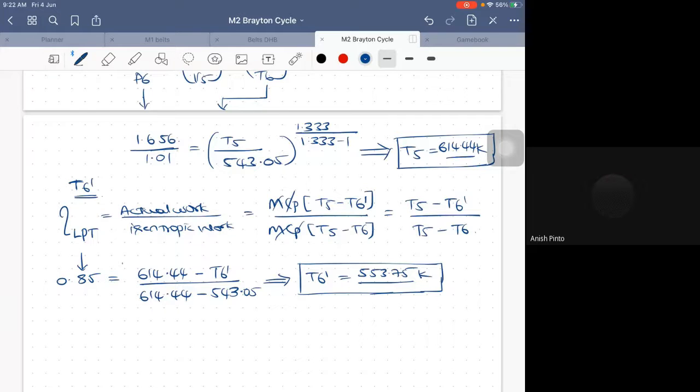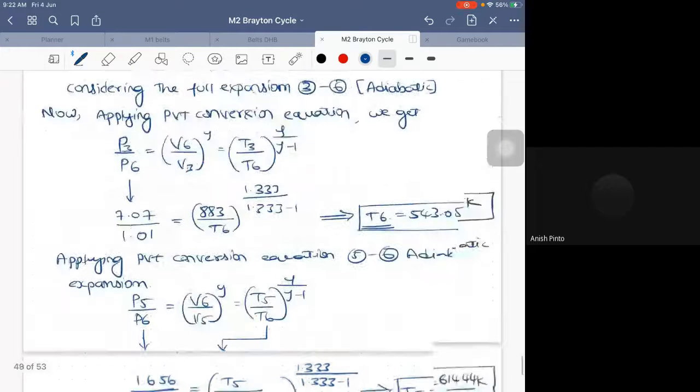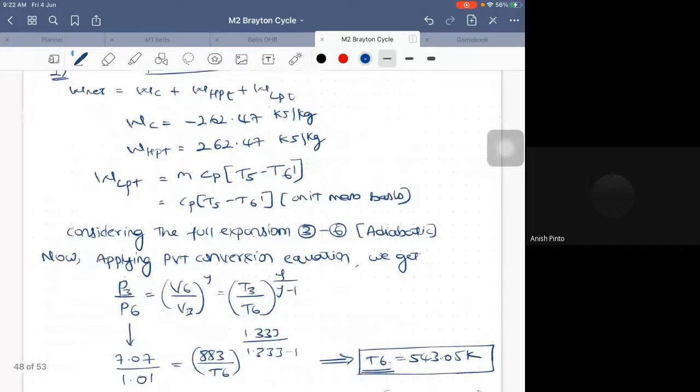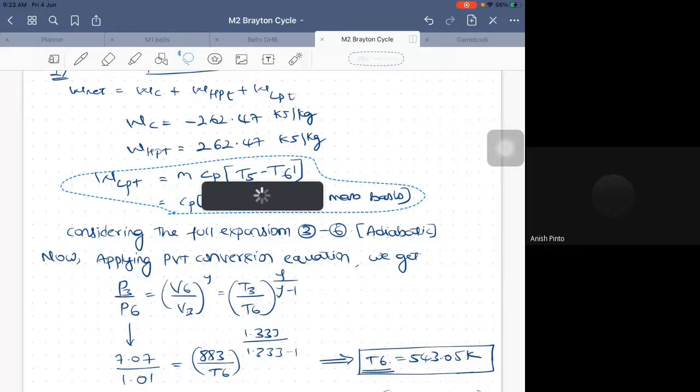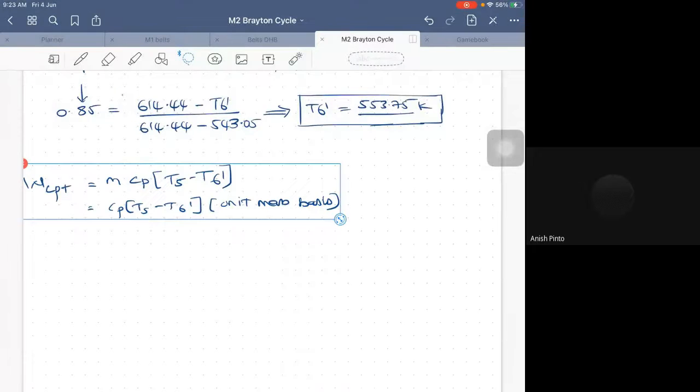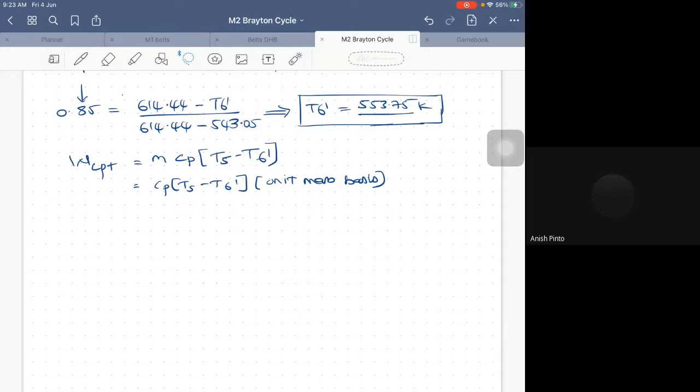553.75 Kelvin. And I don't have the entire solution of this, but I have the final answer of it. If the final answer matches, whatever procedure we have followed is correct. So that is what I'm trying to do. T6 dash we have got. And next, we will be in a position to calculate the work done by the low pressure turbine. So I'll just copy that, paste it here. Now, from this, what is the value of Cp for an expansion process?